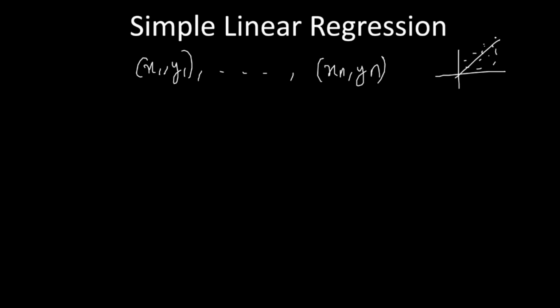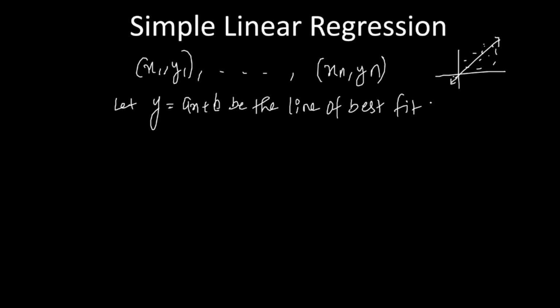But we want a line which is the best fit line, because that line would minimize the sum of errors from the points. That is the best we could do with a single straight line, and that is what we are going to do. So let y equals ax plus b be the line of best fit. This method is also called the least squares method, and the name itself is evident of what we are going to do. We are basically going to minimize the sum of squares, right?